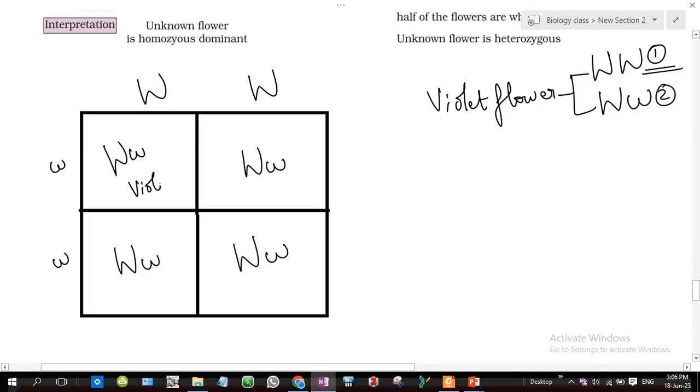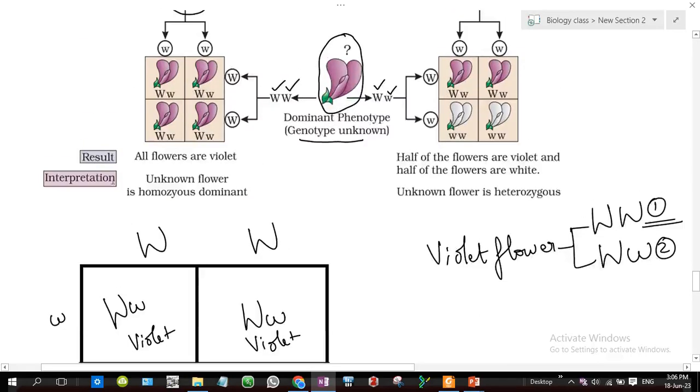Violet, again violet, and this is also violet. Why so? It is because all these capital W will not allow the recessive one to express, so they mask it. So the result is going to be, just see here, all flowers are violet.